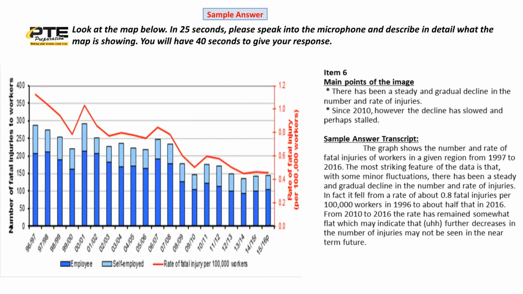The graph shows the number and rate of fatal injuries of workers in a given region from 1997 to 2016. The most striking feature of the data is that, with some minor fluctuations, there has been a steady and gradual decline in the number and rate of injuries. In fact, it fell from a rate of about 0.8 fatal injuries per 100,000 workers in 1996 to about half that in 2016. From 2010 to 2016, the rate has remained somewhat flat, which may indicate that further decreases in the number of injuries may not be seen in the near-term future.